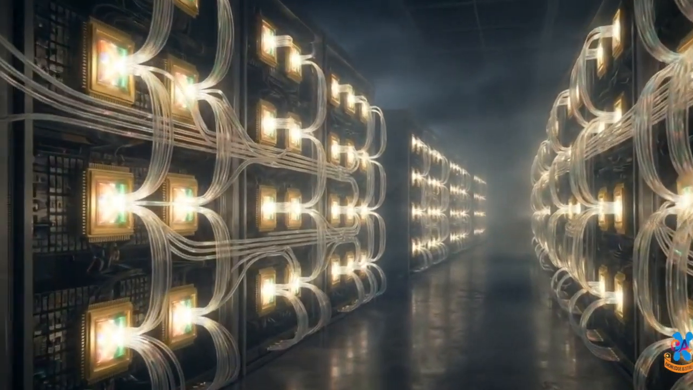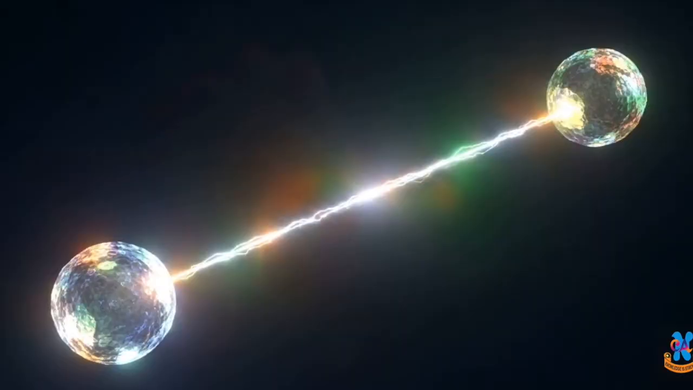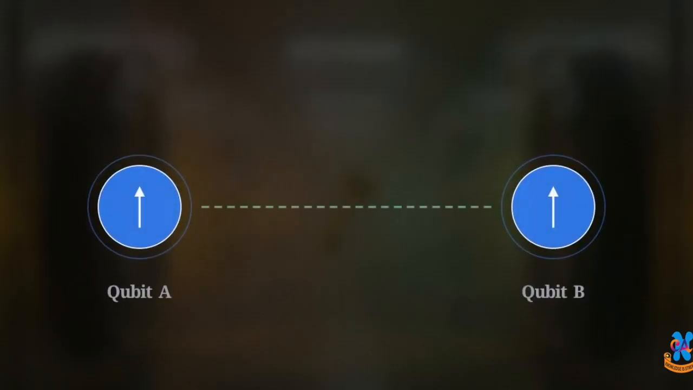Superposition is paired with a second principle known as entanglement. When qubits are entangled, they become linked. Changing the state of one instantly correlates to the state of another, regardless of the distance between them. This correlation is so unusual that Einstein himself famously called it spooky action at a distance.